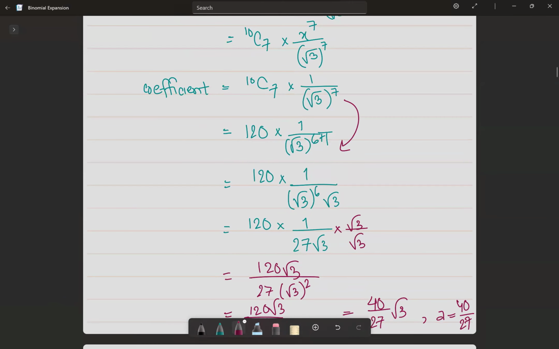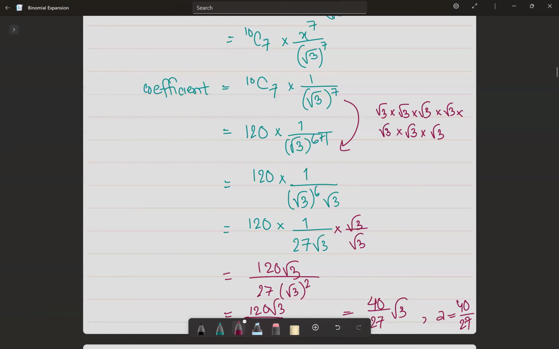If you get confused in how to break this down, like how we achieved this step, then you can think of it like this. See, you have to the power of 7. So you're going to get root 3 multiplied 7 times. So root 3 into root 3 into root 3. It will continue. So we have 4, then 5, 6, and 7 times.